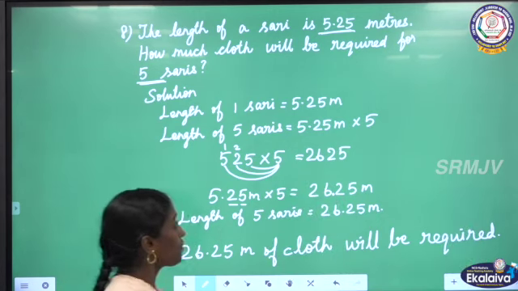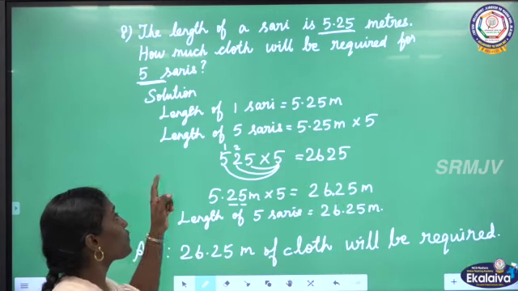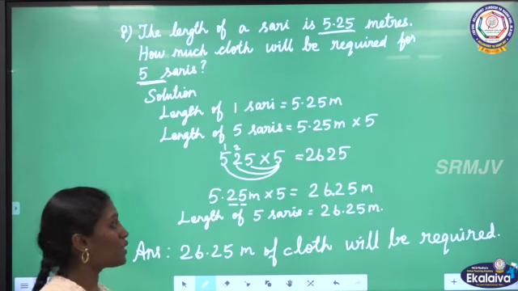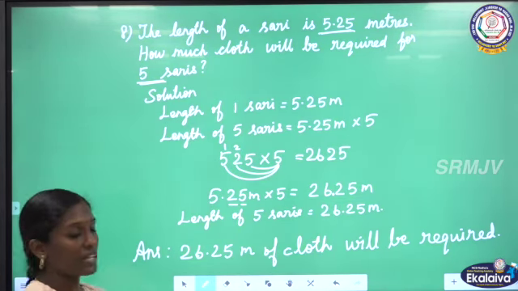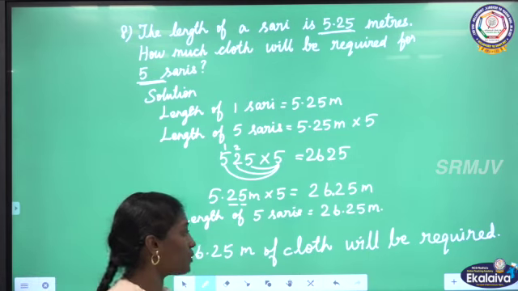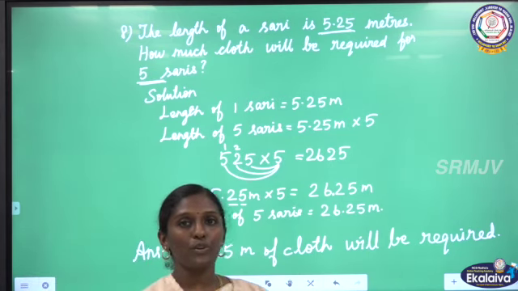Is it clear, children? From the length of one saree, we are finding the length of 5 sarees by using multiplication. Then we got the length of cloth that will be required, that is 26.25 meter. Is it clear? Hope you all understand.